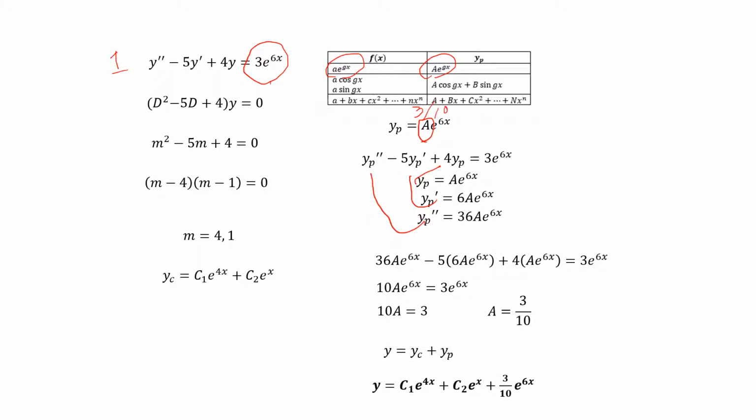So therefore, we just substitute. This comes from y sub c, and this is y sub p, which is this one. So we now have the general solution: y equals c1 e to the 4x plus c2 e to the x plus 3 over 10 e to the 6x.